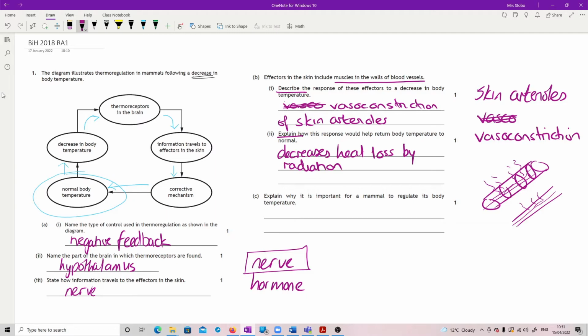Now, there are two specific content points on this one. What I'm expecting you to go for is that it maintains the optimum temperature for enzymes. So that means that they're most active, that they work at their best possible point.